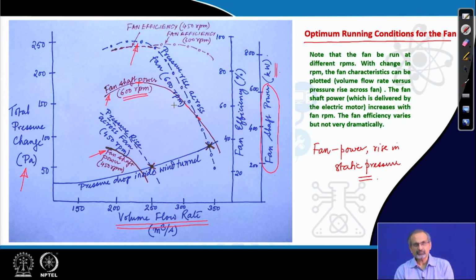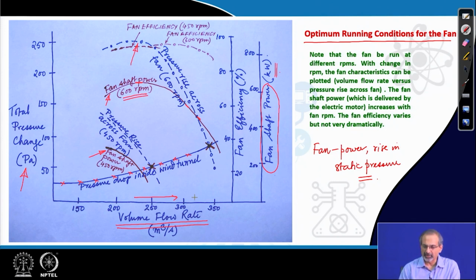But then again, we are not running the fan without any purpose, we are running it to drive the tunnel. So, we have to also look at how the tunnel characteristics look like. So, that is down here. If you look at this line, this is the pressure drop inside the wind tunnel, and therefore, as you can see, as the volumetric flow rate increases, that means the test section velocity is increasing, the pressure drop also is going to increase within the tunnel. Most importantly, you have to find an operating point where the pressure rise across the fan matches with the pressure drop inside the wind tunnel.